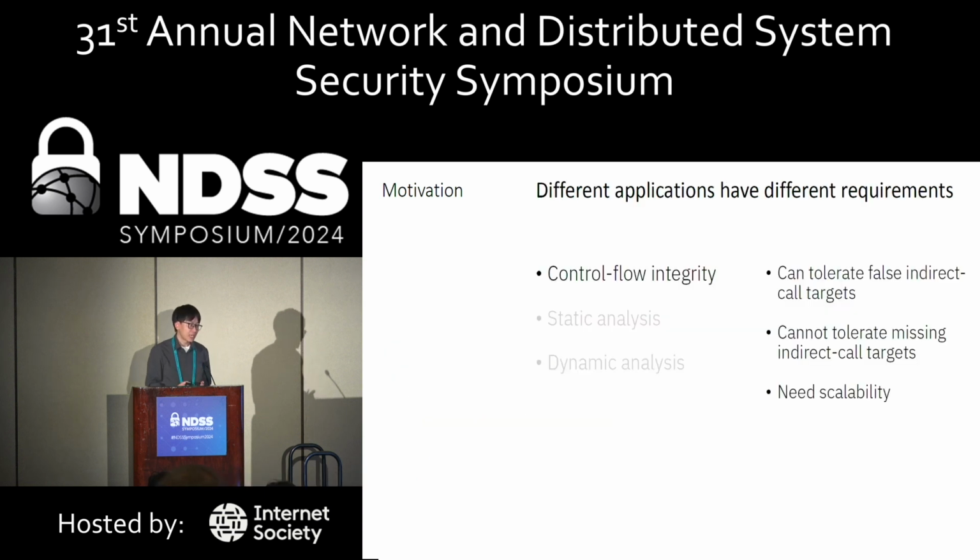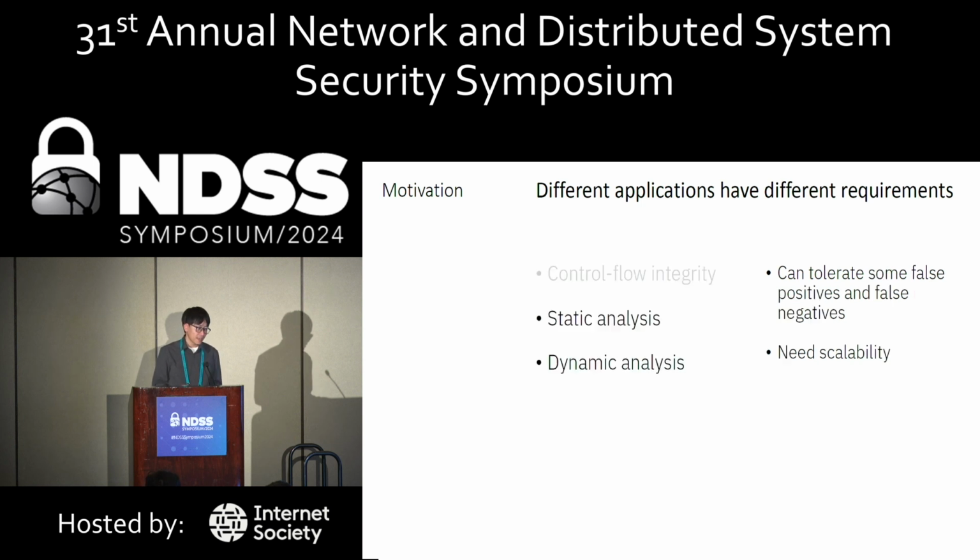However, different applications of the call graph have different requirements. For example, control flow integrity can tolerate false positive indirect call targets, but it cannot tolerate false negatives of indirect call analysis. It also needs scalability. On the other hand, static analysis and dynamic analysis can tolerate some false positives or false negatives, and they also need scalability.